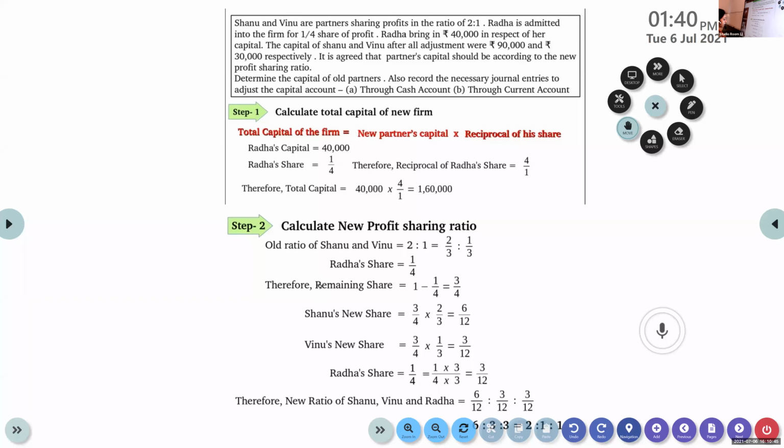2:1 will be the sacrificing ratio. So the new ratio is 2:1:1. 2:1 for the old partners, and 1/4 for the new partner.